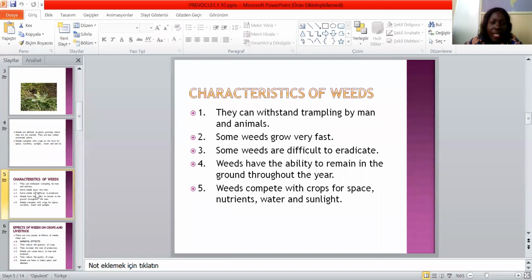The fifth point is that weeds compete with crops. I've said that earlier on. They compete with our crops for space, for nutrients, for water, and sunlight. All these factors here are what our crops need to germinate and to grow very well. But when you have weeds growing with your crops, that means space, soil nutrients, water, and sunlight that should be made available to your original plants will be competed for.